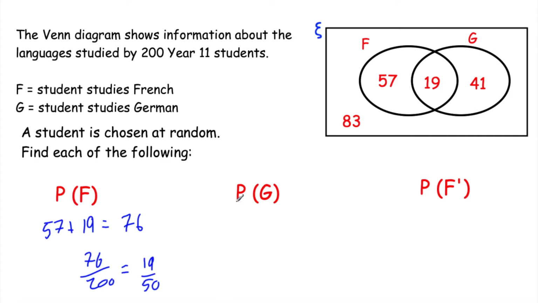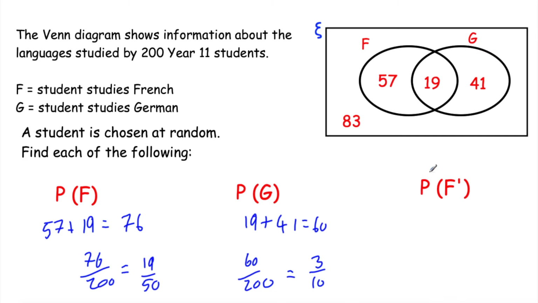Okay, next we're asked what's the probability that the student picked at random studies German. So altogether, let's figure out how many students study German. There's 19 who study both French and German, and there's 41 who study only German. If we add those together, we get 60. There's 200 students altogether. We're picking one at random, so it's going to be 60 out of 200, and that cancels down to 3/10.